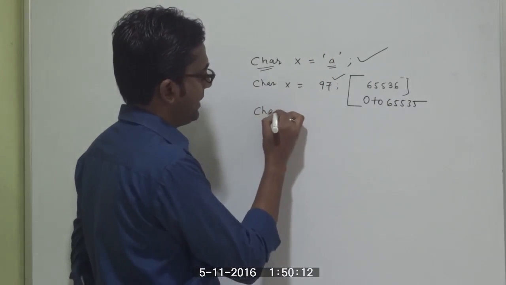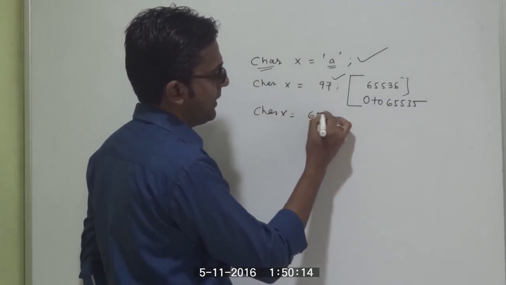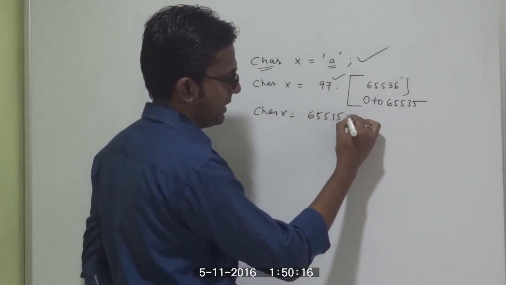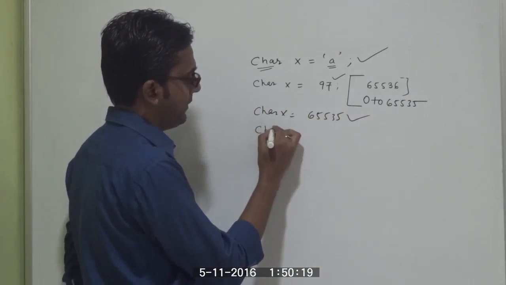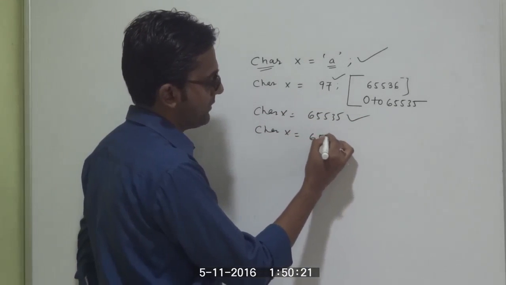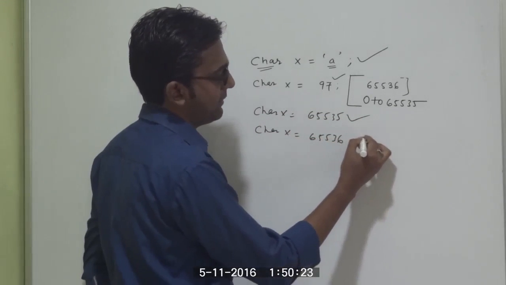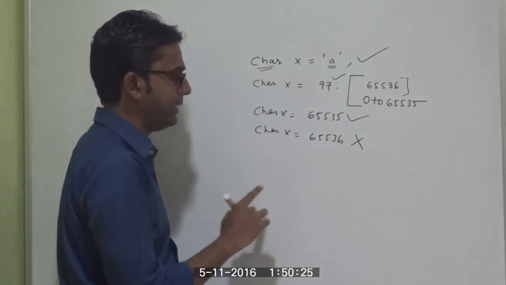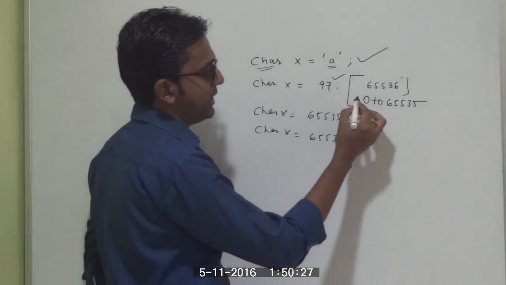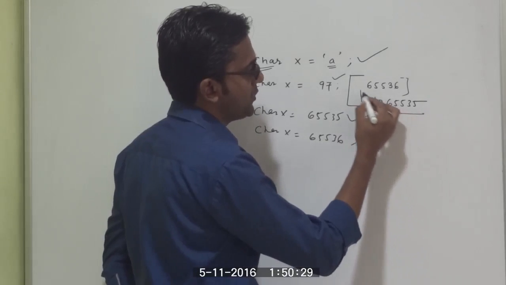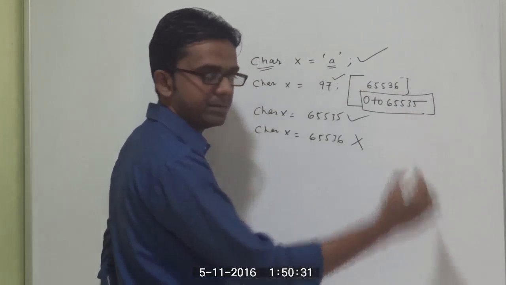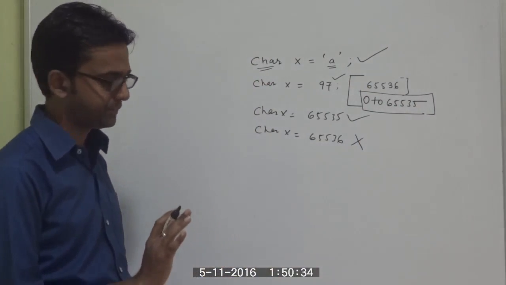Similarly, if I am writing char x equals 65,535, it is also valid. But if I am writing char x equals 65,536, it will be invalid because in the char data type, the maximum range of decimal values which we can store is this. Beyond this, we cannot store anything.